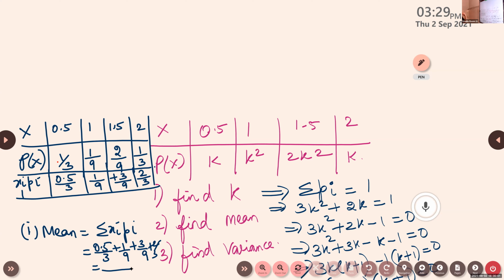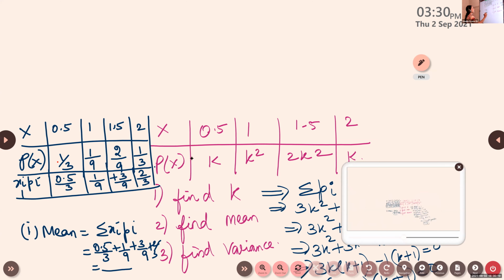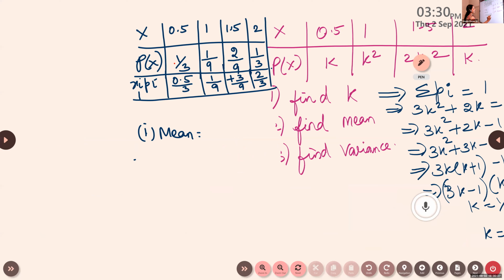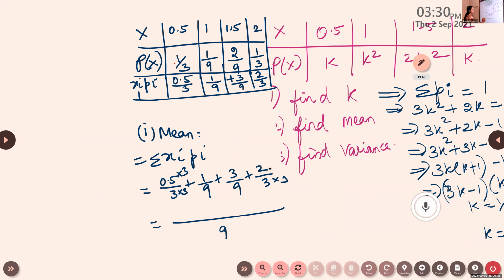What is sigma xi pi? Add and give the answer. We can take the common LCM as 9. The mean is sigma xi pi. So it will be 0.5 by 3 plus 1 by 9 plus 3 by 9 plus 2 by 3. Here you can multiply by 3. Here also we can multiply by 3. So 3 into 0.5 means, what is 3 into 0.5?